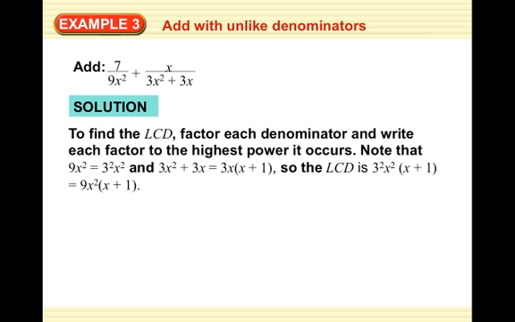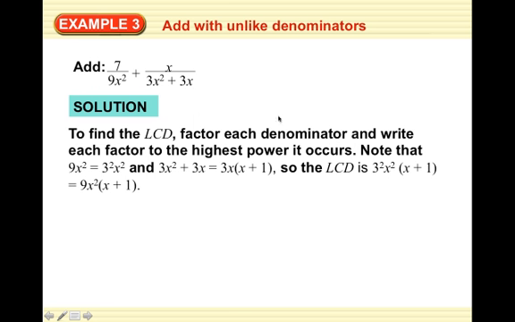Okay, so now let's use that skill to add two rational expressions with unlike denominators. So we've got 7 over 9x squared plus x over 3x squared plus 3x. All right, for 9x squared, it can be helpful to think of that as 3 squared times x squared. And then we've got 3x squared plus 3x. We can pull a 3x out of both those terms. And that's going to leave us with x plus 1 because 3x squared divided by 3x is x, and then plus, 3x divided by 3x is 1. Remember, you have to do the plus 1 to hold that spot.